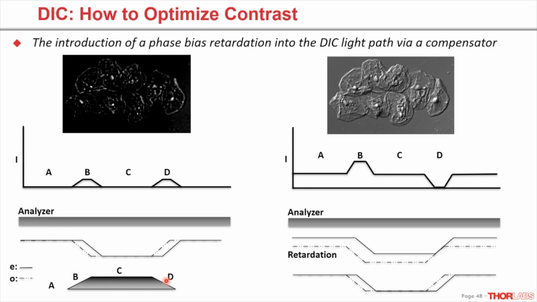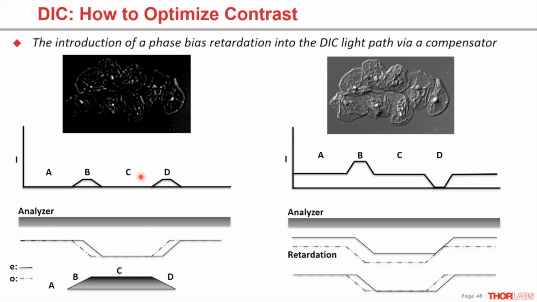And then at D, you hit the next edge, which again has a phase difference along that edge, and thus an increase in intensity is observed. However, you can see that this image is very difficult to look at. It's a very dark background with only very light blips where you have edges.